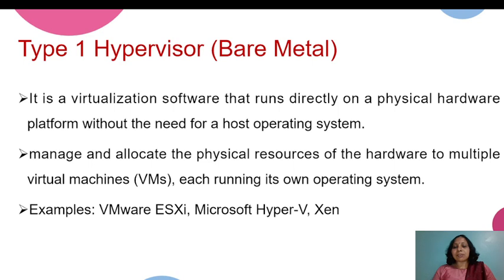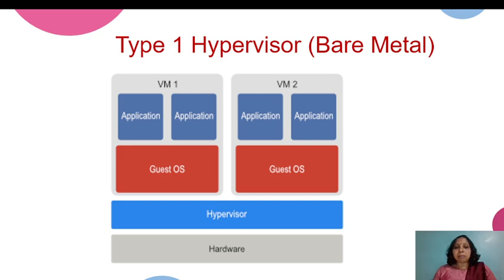It directly interacts with the physical hardware platform, and that is the reason type 1 is also called a bare metal hypervisor. So if you look at this, each of these VMs has its own applications, and these applications interact with the guest OS, and the guest OS, or the hypervisor, directly talks to the hardware. That is the reason these hypervisors are called bare metal hypervisors.